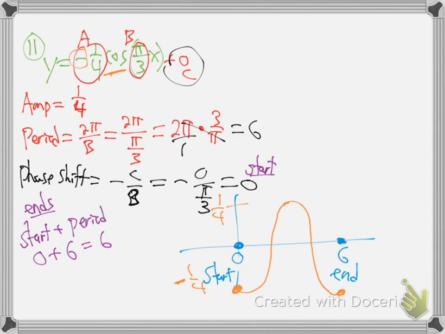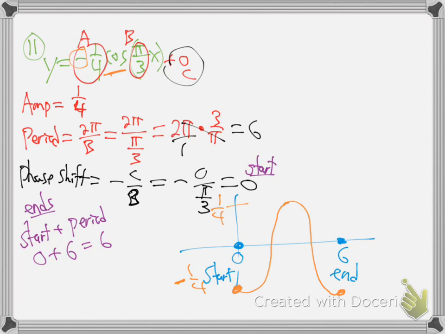So because of the negative, it's an upside down U. Starts low, ends low. Normally cosine starts high, ends high. It's a U, but negative, upside down U, starts low, ends low. And that's it. If it was sine, I would start in the middle, go high, go low, go back to the middle. Or upside down sine, go down first. Getting the hang of it?